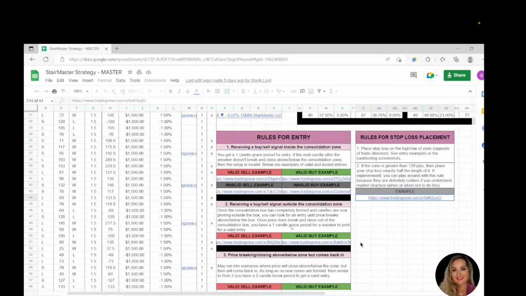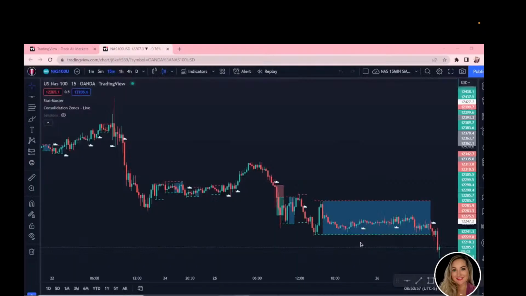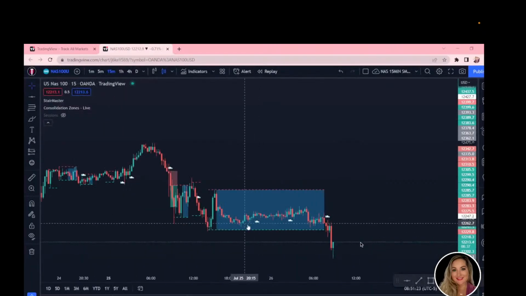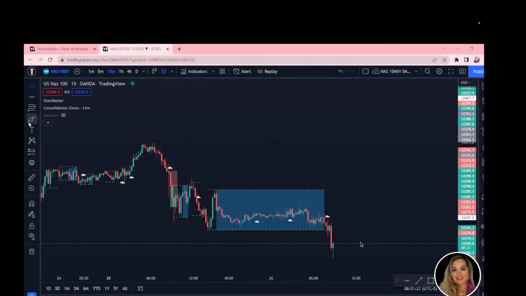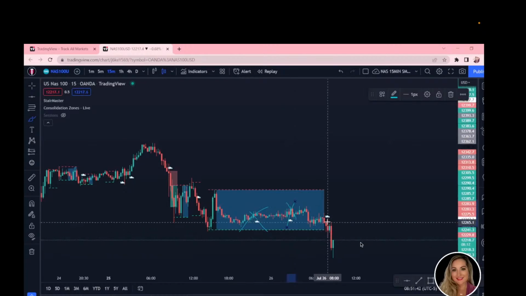is invalid. So as you guys can see here on my example, we have a bunch of sneakers printing inside the consolidation zone. These are not valid trades. They did not break out. That is not a valid trade. This is not a valid trade. The sneaker prints here and then you get a 1 candle grace period to break out. It does not break out. Finally, you get a sneaker that prints here, and this candle does break out.